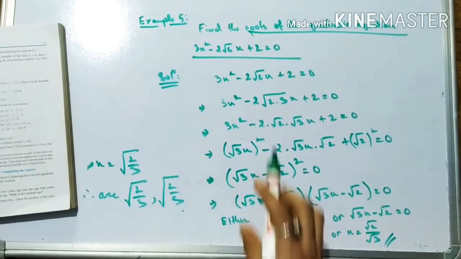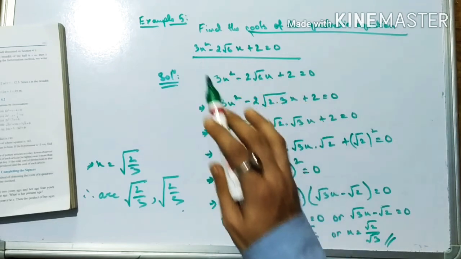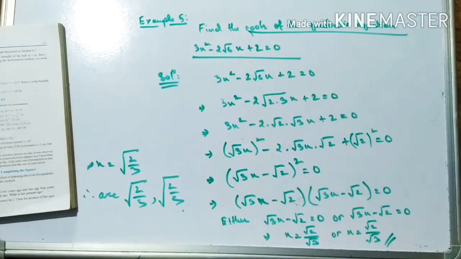Understand? There will be two roots. Since it is a quadratic equation, there will be two values of x. In this way you can do it. Next, example 6 you try to do by yourself. Next I will go to exercise 4.2. I hope you have understood.